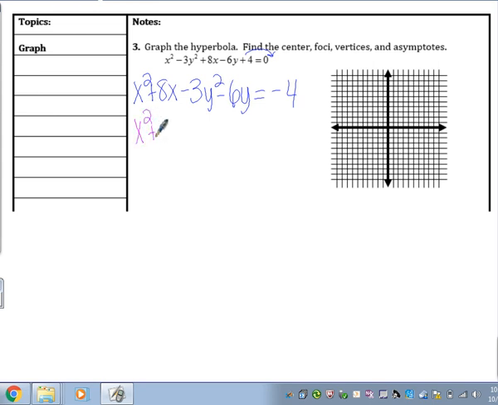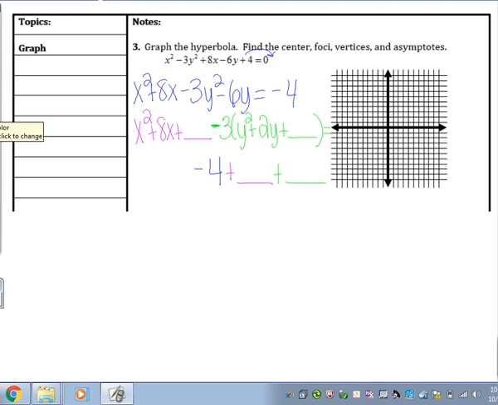So this is going to be x squared plus 8x plus blank. I need to factor out a negative 3 from the y's. So that's going to be minus 3 times y squared plus 2y plus blank equals, I'm going to go underneath here, negative 4 plus a blank for the x's and a plus a blank for the y's.